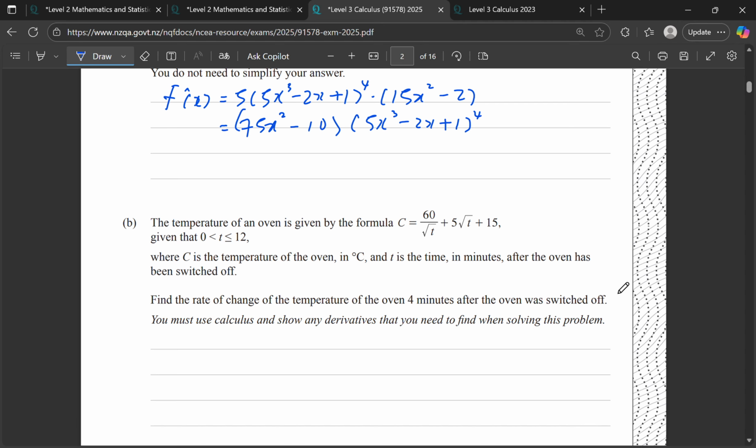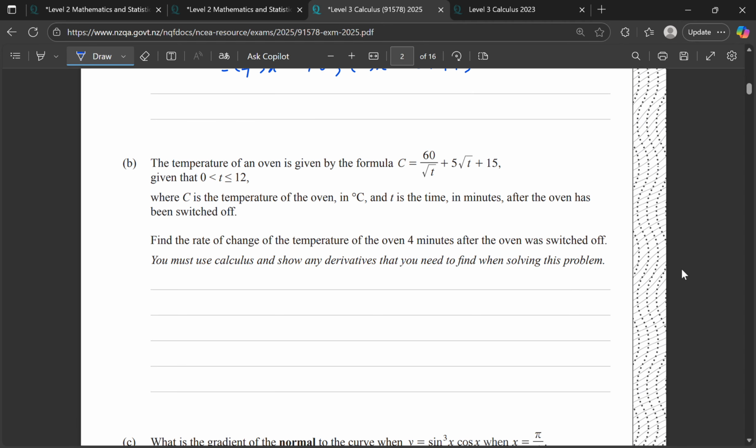Now, question B. The temperature of an oven is given by this formula, given that t is between 0 and 12. C is the temperature of the oven in degrees Celsius, t is the time in minutes after the oven has been switched off. Find the rate of change of the temperature of the oven 4 minutes after the oven was switched off.